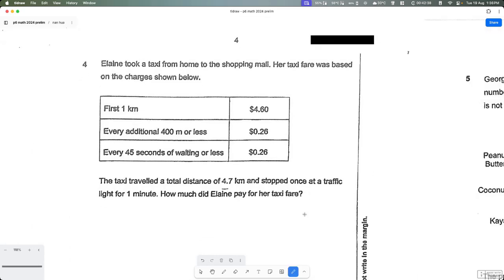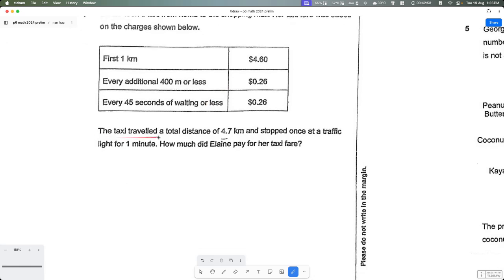Question 4. Elaine took a taxi from home to the shopping mall. Her taxi fare was based on the charges shown below. The first kilometer is $4.60. Every additional 400 meters or less is 26 cents. And every 45 seconds of waiting or less is 26 cents. The taxi traveled a total distance of 4.7 kilometers and stopped once at a traffic light for 1 minute. How much did Elaine pay for her taxi fare?